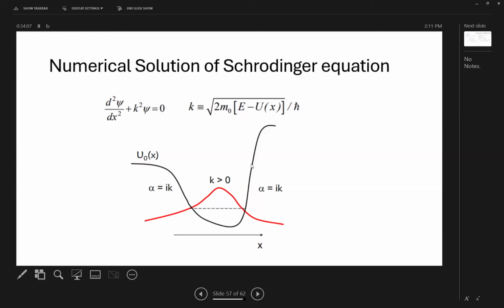d square psi dx square plus k square psi is equal to 0. And where the wave number k is related to the energy. Now, this is a second order differential equation. Do you know that second order or any kind of differential equation can be solved numerically? Have you ever done that?